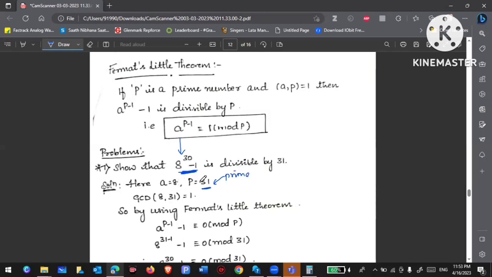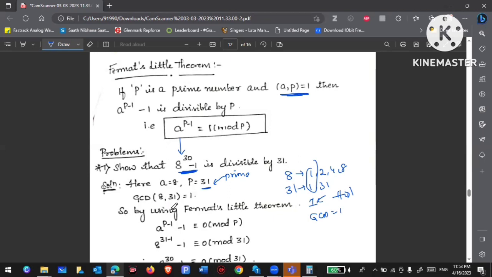Now GCD of these two must be 1 according to this theorem. Let's check that out. So factors of 8 are 1, 2, 4, 8. Factors of 31 are 1 and 31. So the common factor is 1. This is the only one, and the highest. So we'll get GCD as 1. So GCD of 8, 31 is equal to 1.